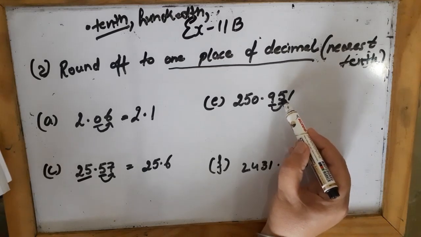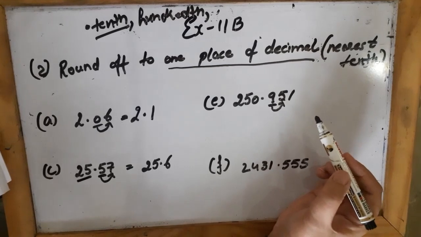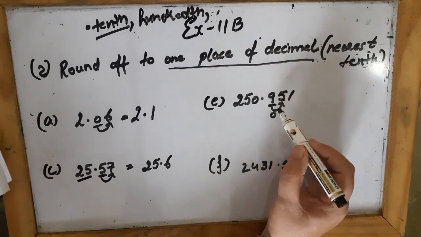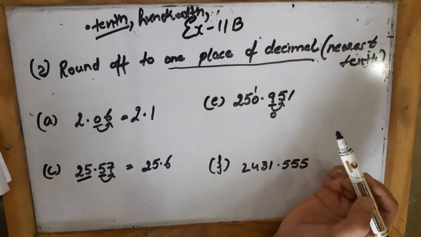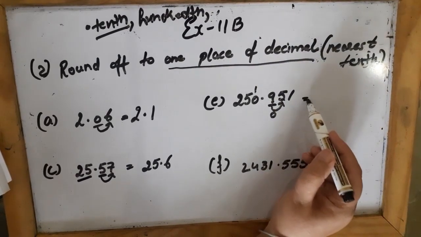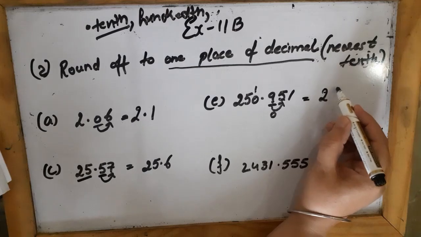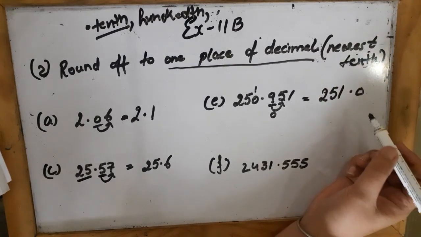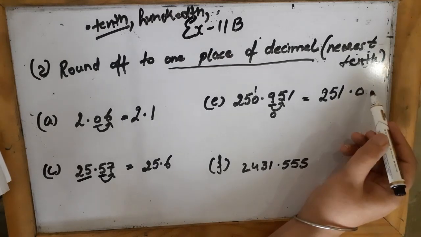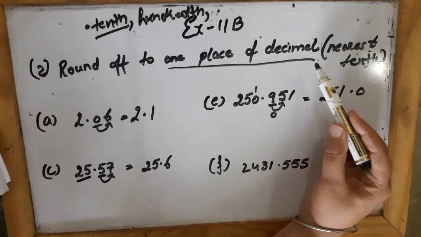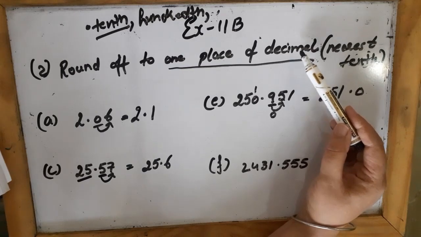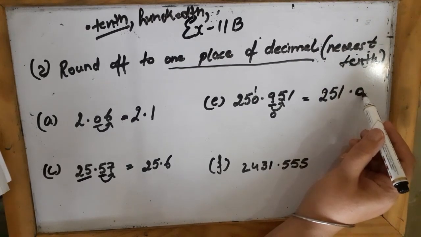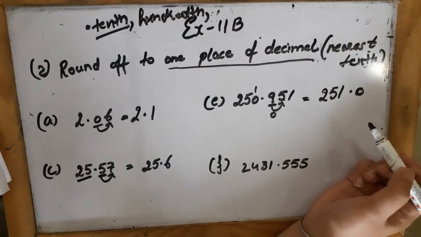Now this is the 10th place, and to the right of the 10th place you can see it is 5. So even if it is 5, this 9 will become 10. So in place of 9 I'll write 0, and 1 I will carry to the whole number part. So this will become 251.0. It will not matter whether we write it afterwards or not, but because they have asked you to round off to one place of decimal, I will limit my answer to one place only after the decimal.